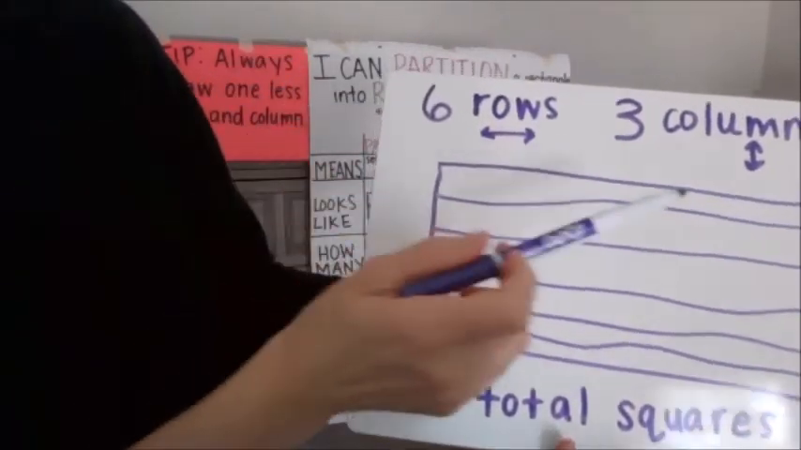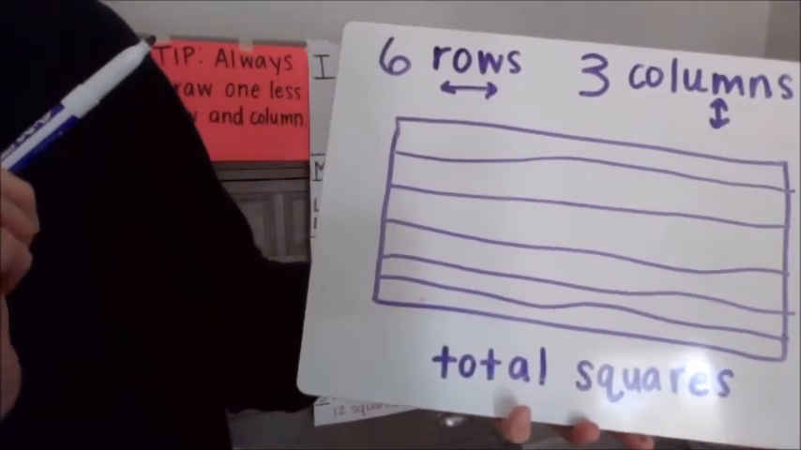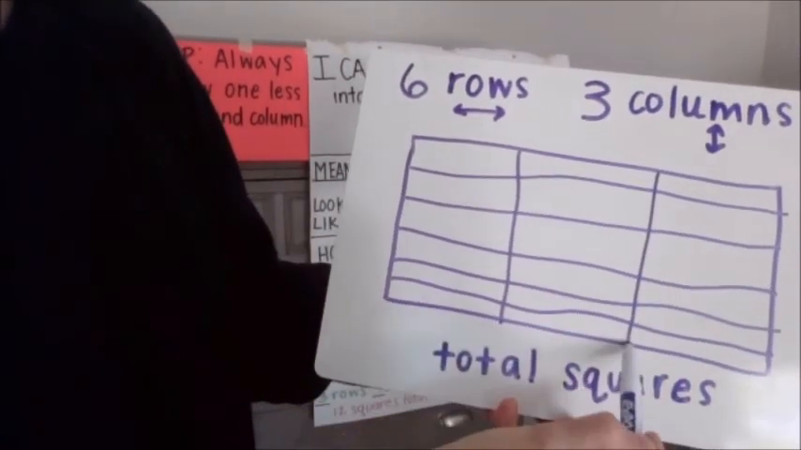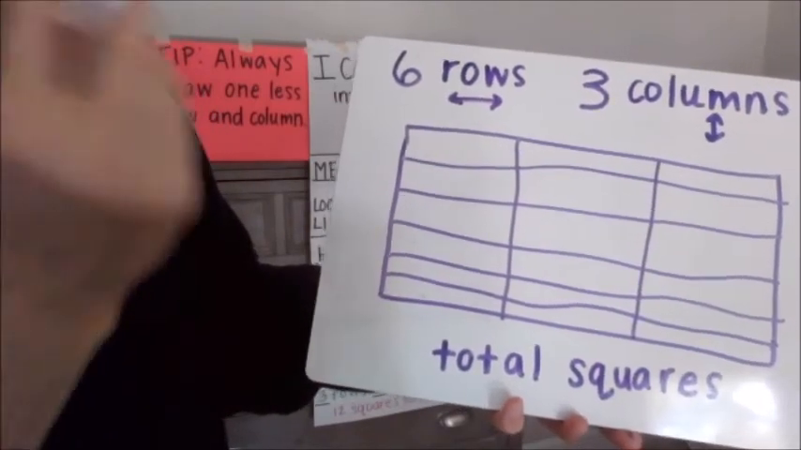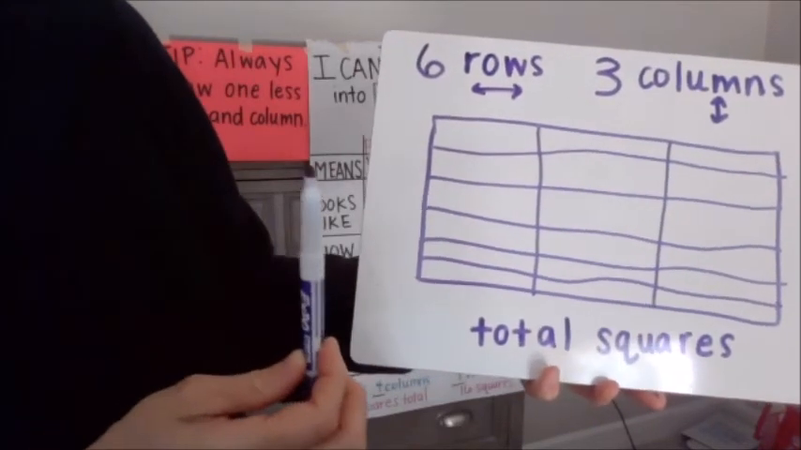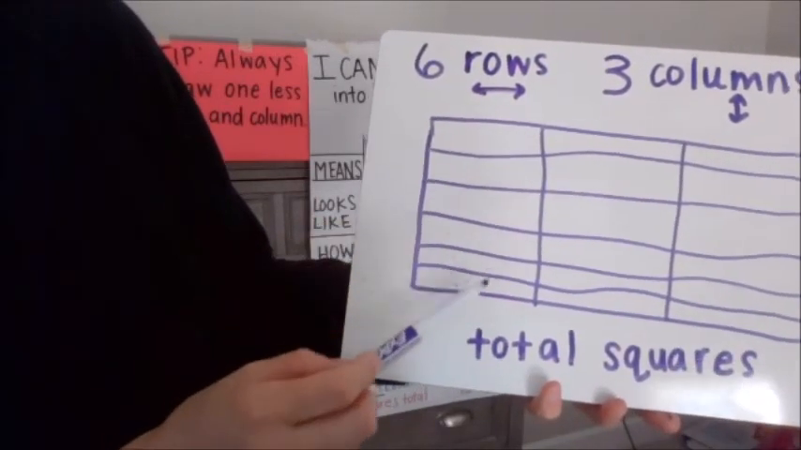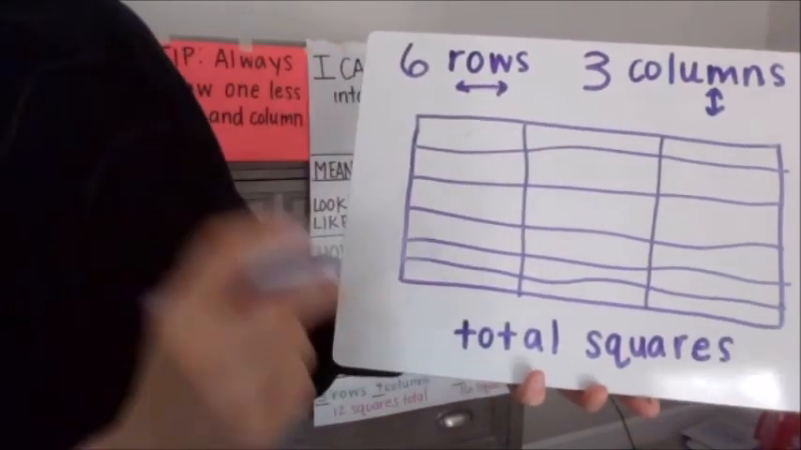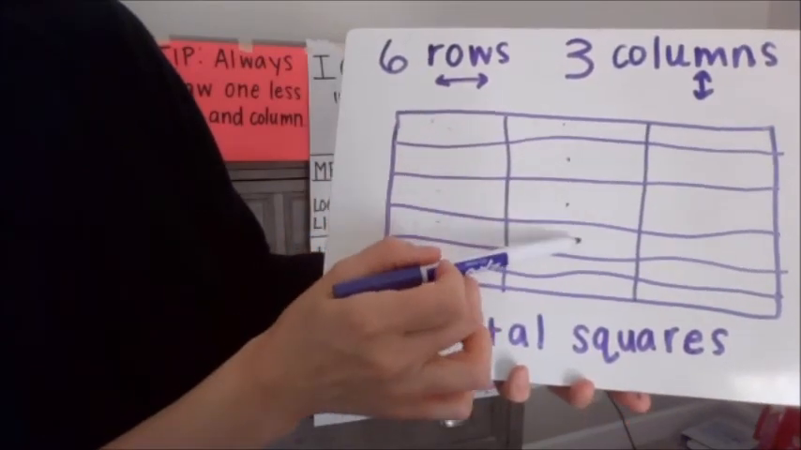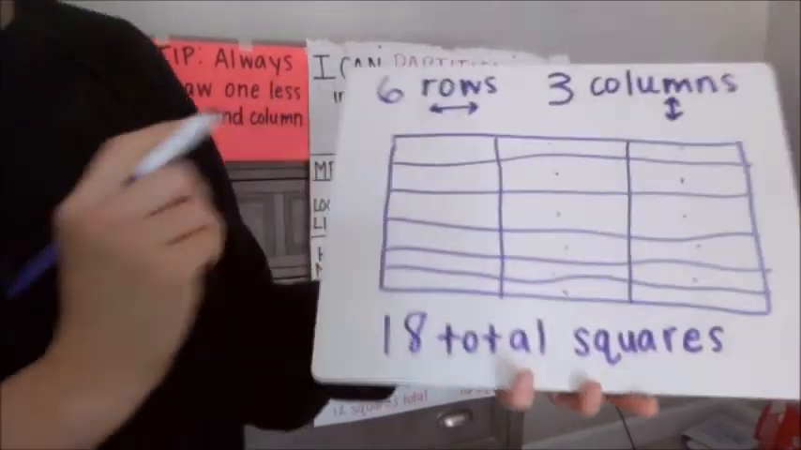Perfect. Now we're going to draw 3 columns. Columns go up and down, and we want to make sure that we draw 1 less, which is going to be 2 lines. 1, 2. Now let's make sure that we have 3 columns. 1, 2, 3. It's so important that you always double check your work. All right, so now that we have all our 6 rows, 1, 2, 3, 4, 5, 6, and our 3 columns, 1, 2, 3, let's count up our total squares. 1, 2, 3, 4, 5, 6, 7, 8, 9, 10, 11, 12, 13, 14, 15, 16, 17, 18. So it's a total of 18 squares.